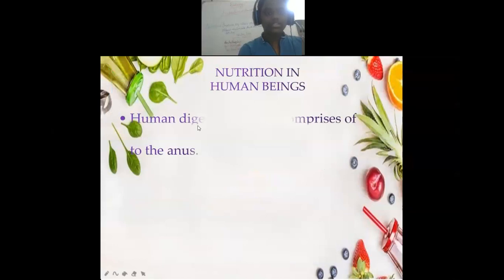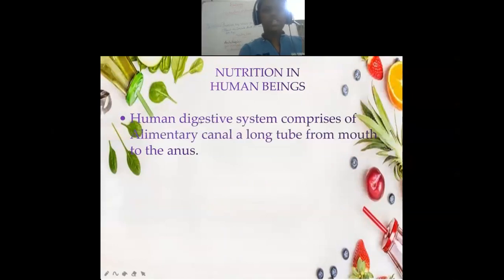So now coming to nutrition in human beings. The human digestive system comprises all the organs from mouth to anus. The whole set of organs present in this line, like the mouth, esophagus, stomach, liver, pancreas, small intestine, and large intestine, is given a name: the alimentary canal. This is a long tube from mouth to anus.